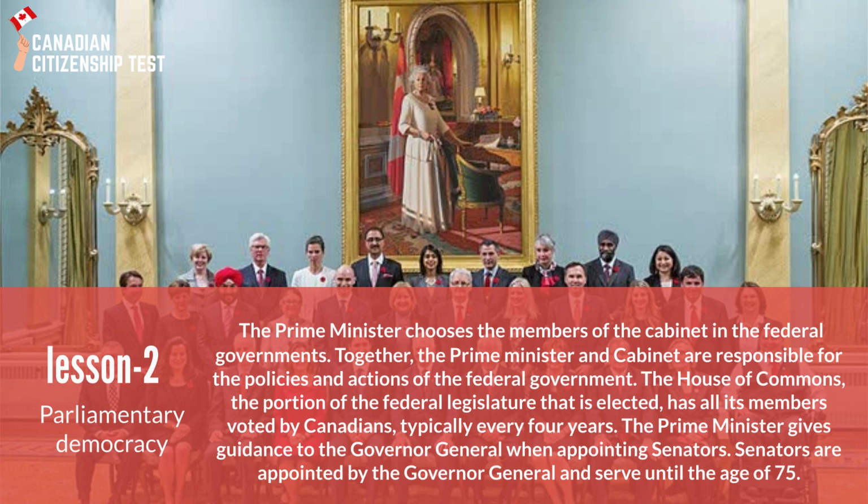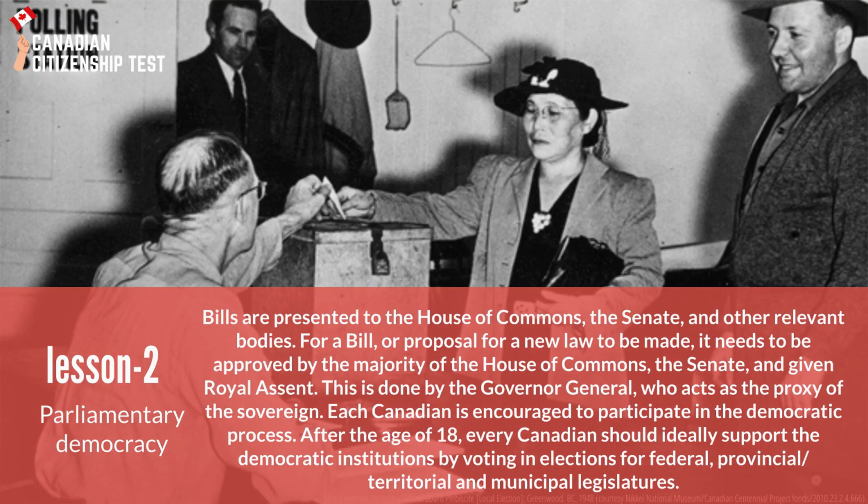The House of Commons, the portion of the federal legislature that is elected, has all its members voted by Canadians typically every 4 years. The Prime Minister gives guidance to the Governor-General when appointing senators. Senators are appointed by the Governor-General and serve until the age of 75. Bills are presented to the House of Commons, the Senate, and other relevant bodies.